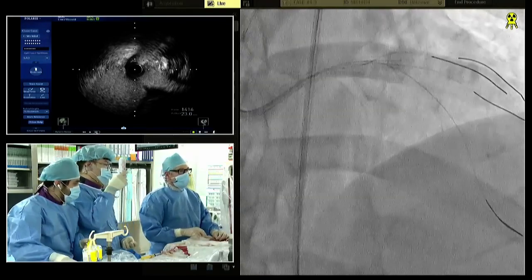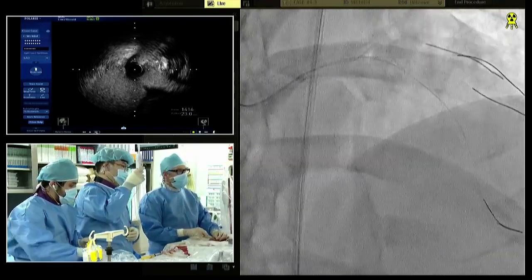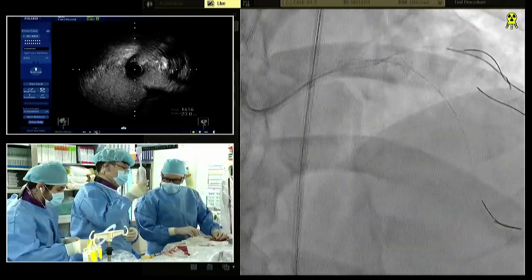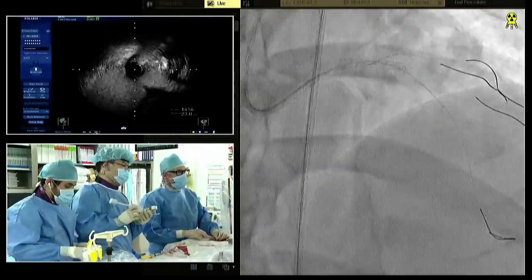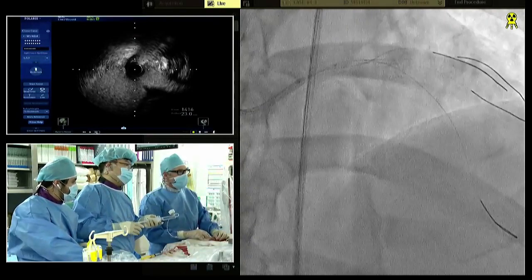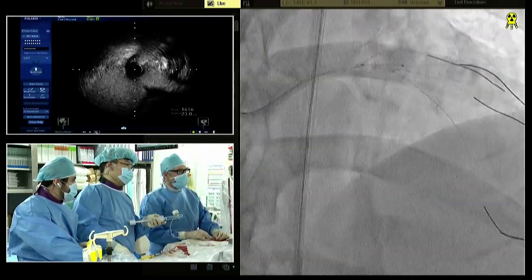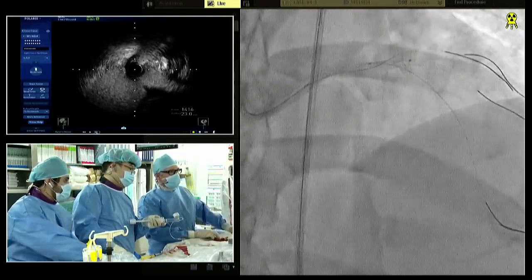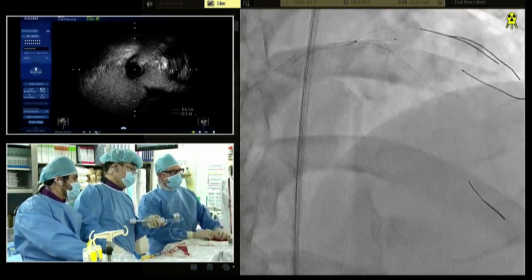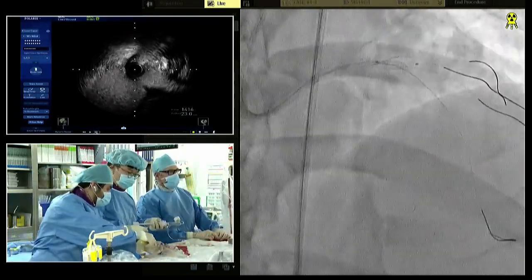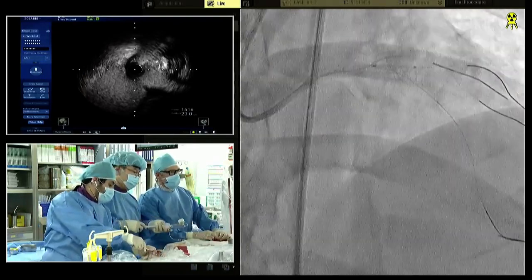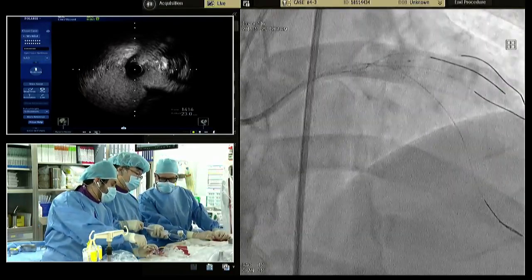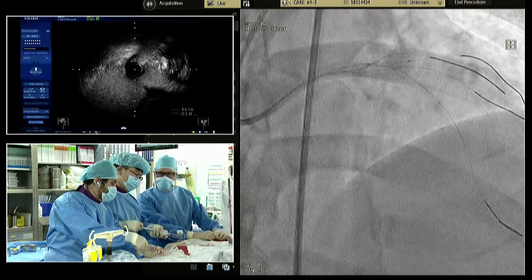Okay. So now I have a 2.0 non-compliant. What is the length? Is it 15? Okay, so it's a long one. Usually I use very short ones. Okay. So for this one, I think I will just open the strut. Make a test. Okay. We can go to 14.